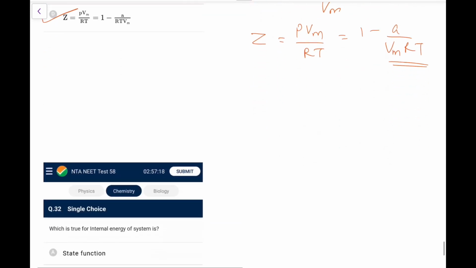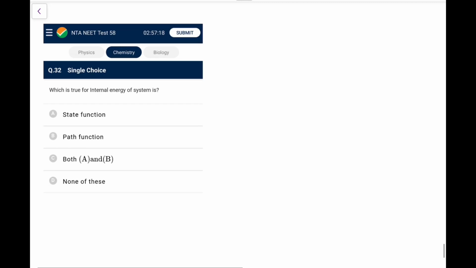Typically not physics part, but you can take it as a guess, which is true for internal energy. You know, internal energy is a state function. That is the most important thing. It is not a path function for sure.